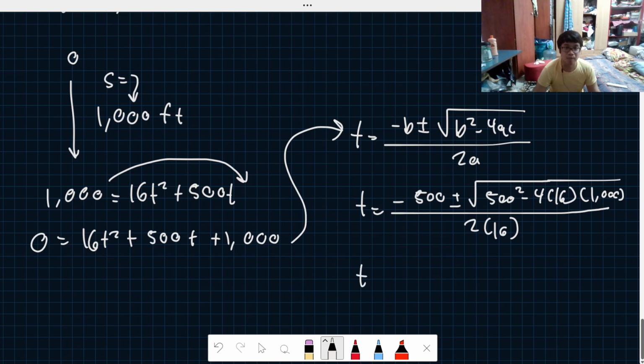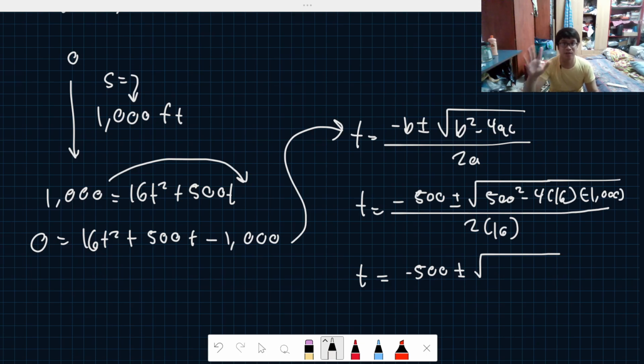Now we will combine everything. So this is just negative 500 plus minus, wait, guys, there's a correction. Forgive me. I transposed 1,000 to the right, right? So of course it's minus, not plus 1,000. So it's negative 1,000. I was wrong. I transposed 1,000 to the right and forgot to change the sign. So therefore this is negative 1,000. Forgive me.